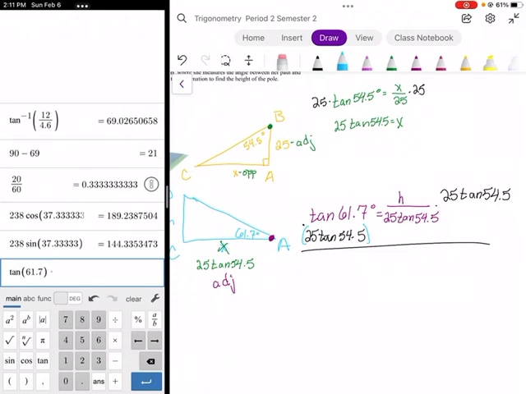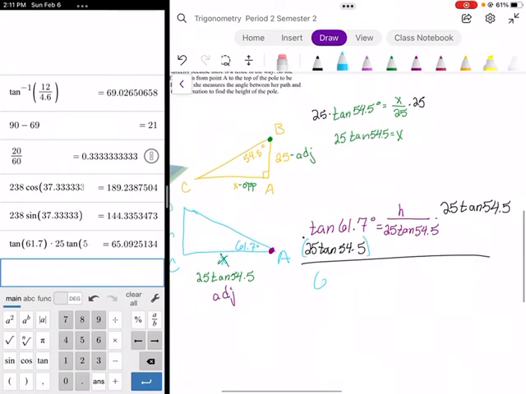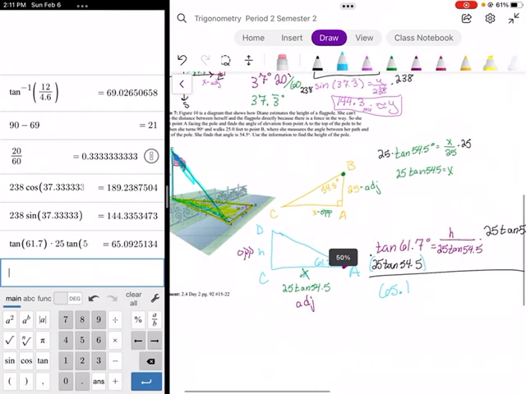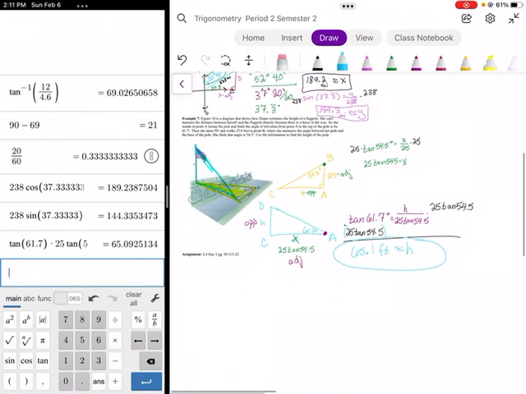So 25 times the tangent of 54.5 equals. So we would get the height of the flagpole to be about 65.1. And this one they were measuring in feet. So don't forget your labels. And that's how we can use trig to estimate the height of an object, even if we're unable to actually measure to that object.